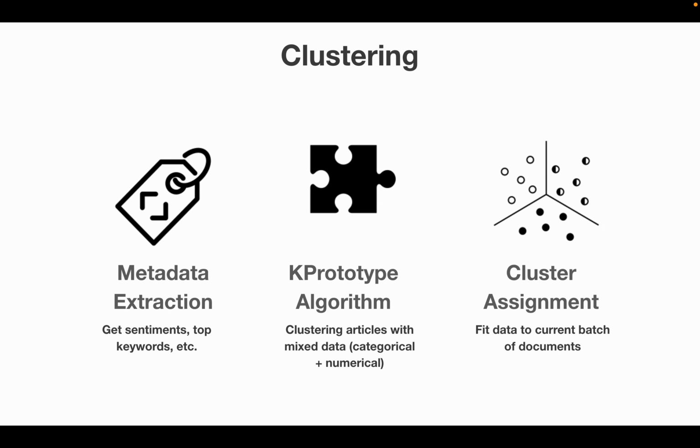Next, we cluster documents that are similar to each other. And the way we do this, there are 3 steps. First is we extract the metadata that the scraper will provide us. Next, we run what's called a K-prototype clustering algorithm. This works well with our data because we have a mixture of categorical and numerical data. Lastly, we fit our model to the current batch of documents to get our clusters that we can now use.